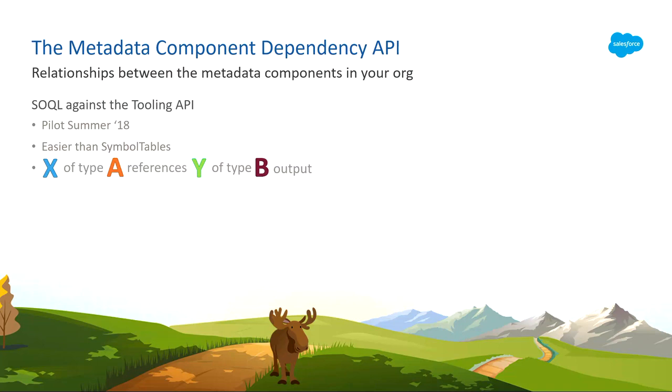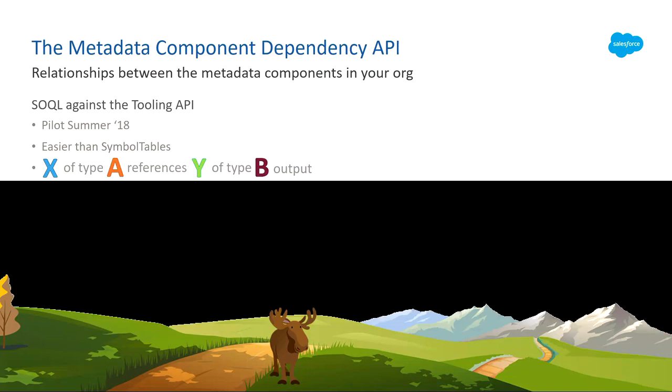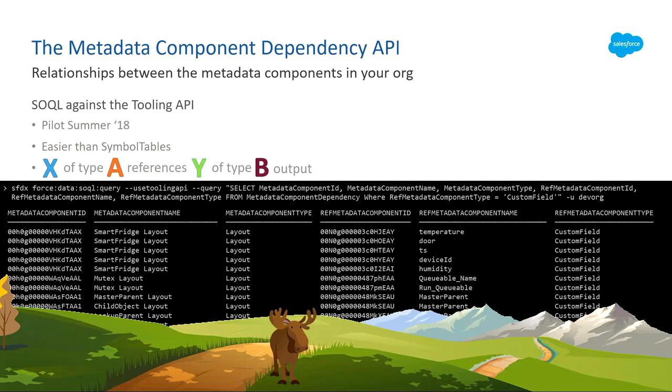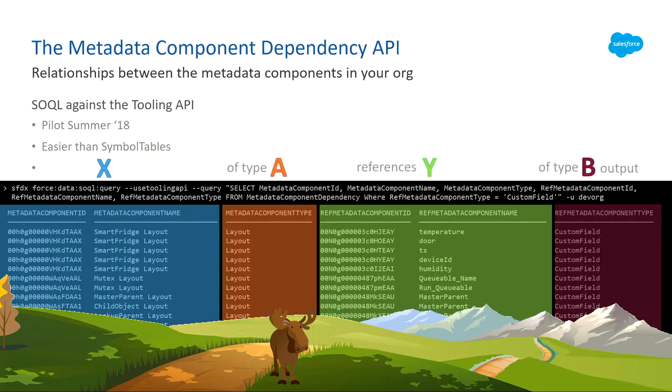So it's accessed as a SQL query against the tooling API. So we can do that through the CLI. And what that gives you is a very quick table result, typically. Unless you've got a really large org, you'll get the results back pretty quickly. So these results are showing layout references to custom fields. But what are we actually seeing here?